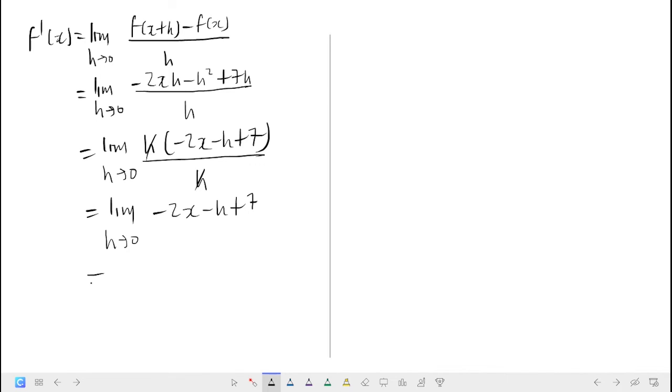Then from here we can substitute the value for h, so it's going to be minus 2x minus 0 plus 7. Then the final answer here is going to be minus 2x plus 7, and that is going to be our final answer. Now do you see how easy this is?